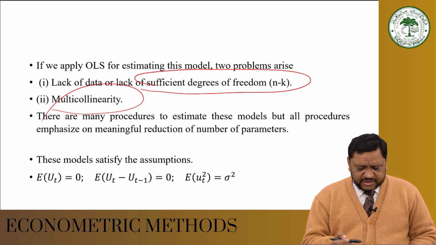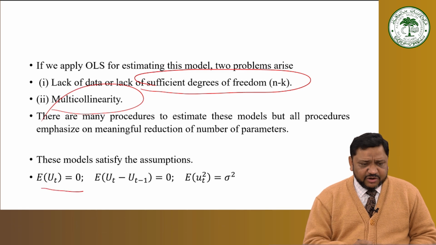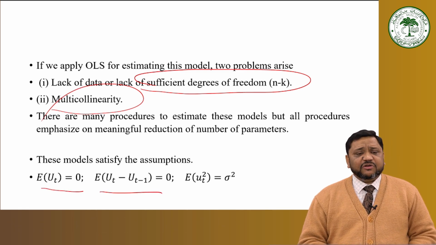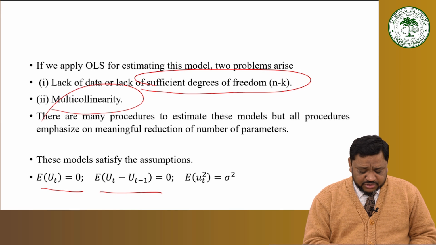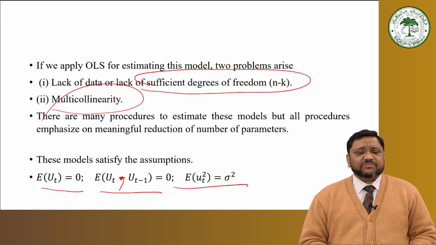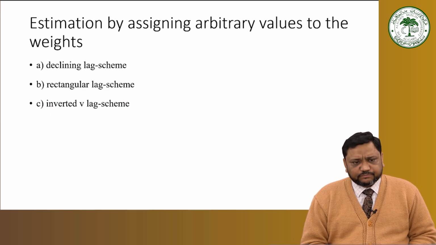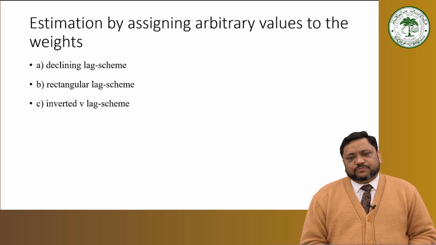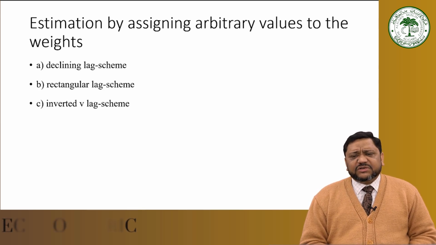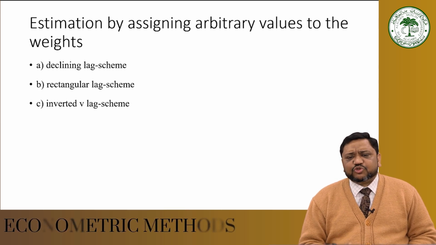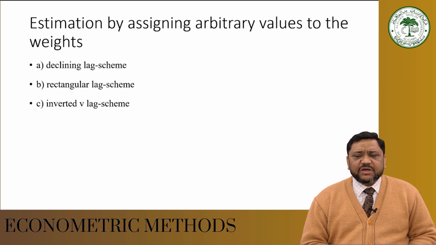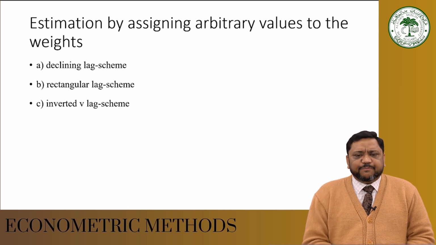Here also your error term assumptions are the same. Expected value of ut is 0, expected value of ut minus 1 is 0, and the variance is constant, our old classical linear regression assumptions. So now we move on to estimation. See, our concern is mainly to find ways of economizing the degrees of freedom, that is, to reduce meaningfully the number of parameters to be directly estimated from the given sample.